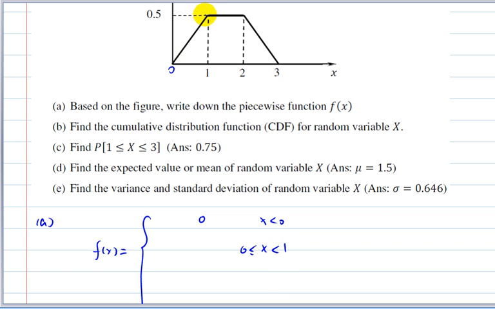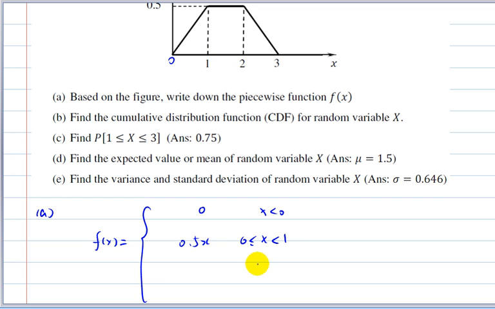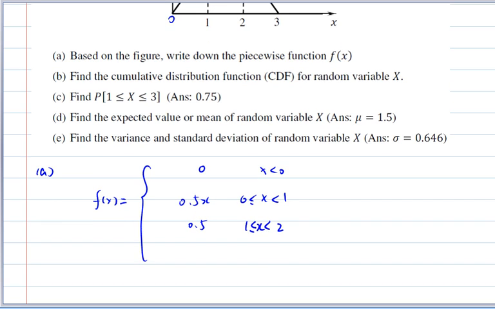It's a straight line here, right? What's the line equation in here? You have the slope, which is 0.5 over 1. The scale is not that great, but it's 0.5 over 1. That's the slope. So what would that be? 0.5x, right? And between 1 and 2, you have a constant.